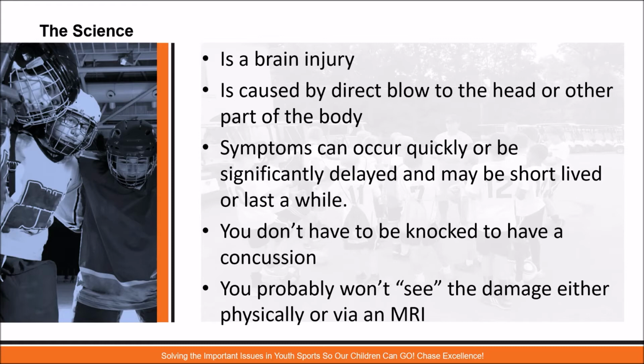Concussions are a brain injury. It is caused by a direct blow to the head or other part of the body. Symptoms can occur quickly or be significantly delayed, may be short-lived, or last a while, meaning months or years. You don't have to be knocked unconscious to have a concussion, and concussions don't show up on regular imaging studies. What does it look like?